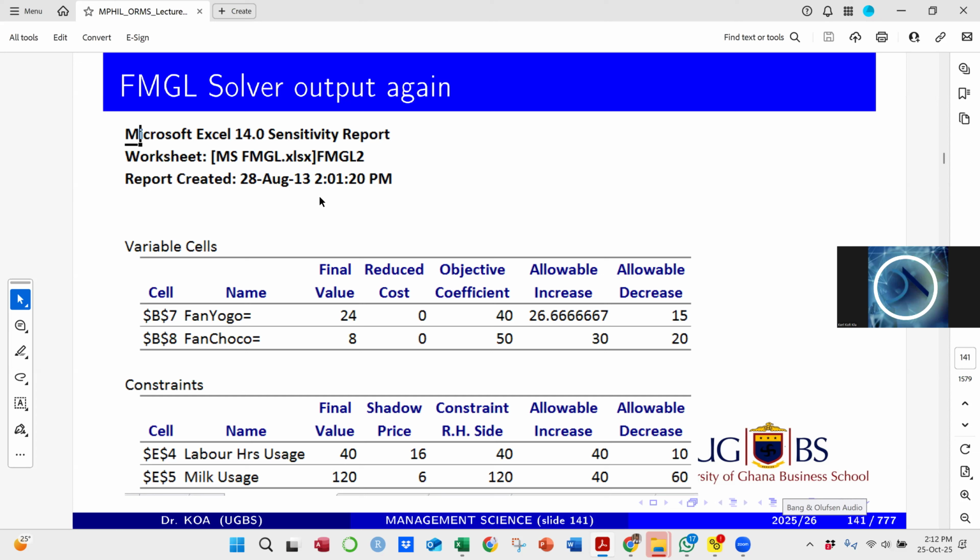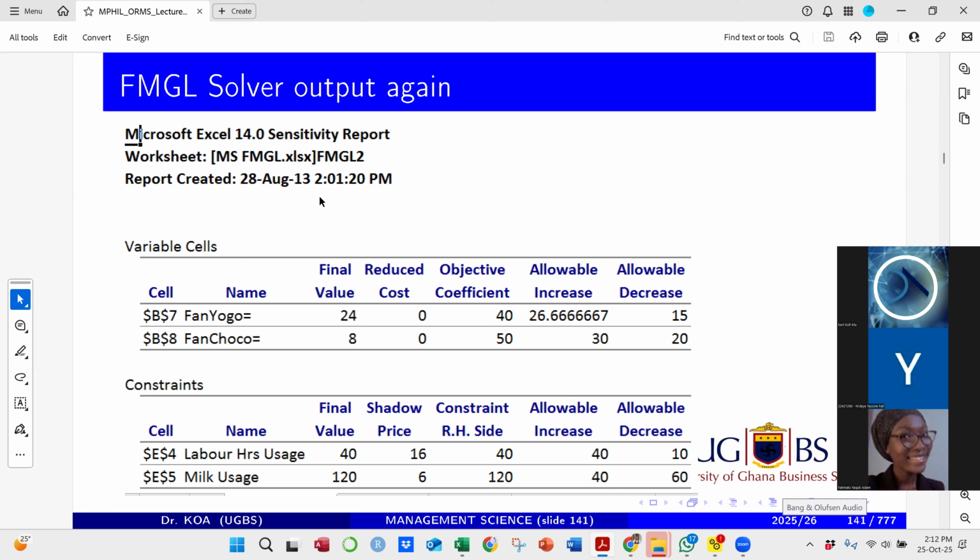It's only Clue and Yasmin. They are the only ones talking today. The rest are just watching, sir. Yes, Fatima.